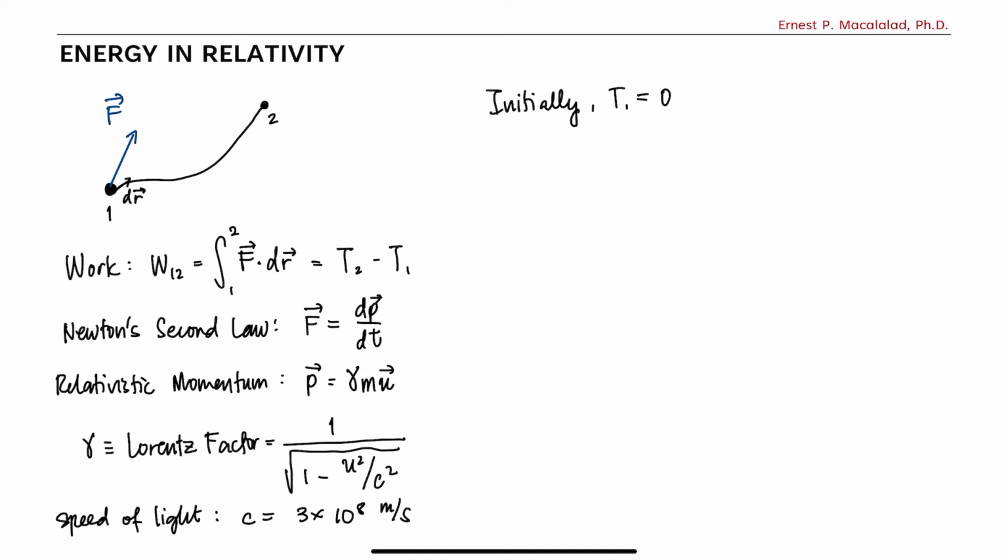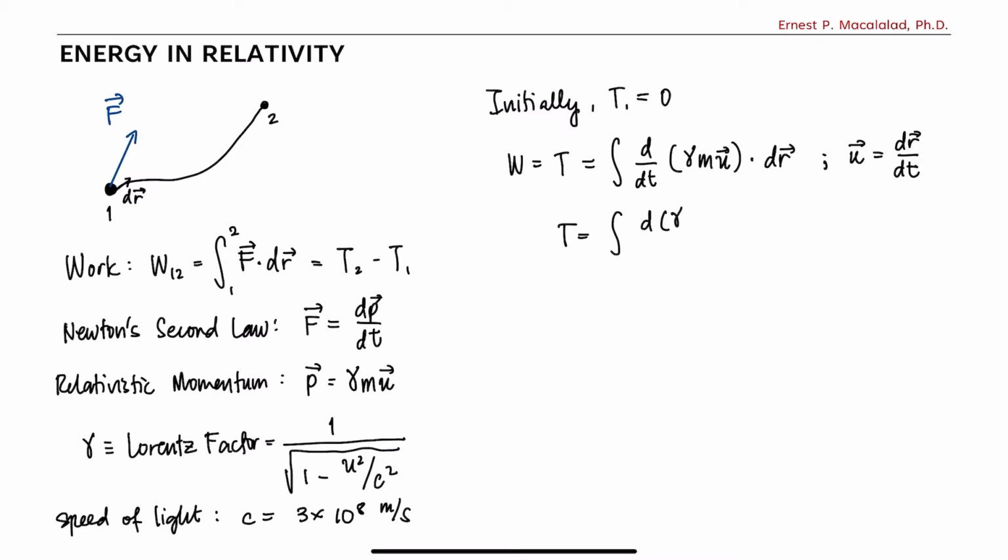Therefore, the work will be equal to the kinetic energy at a certain time t, and this is equal to the integral of the time derivative of gamma times m times u, dot dr. Since by definition u is the derivative of r with respect to time, we can rewrite this equation as T equals the integral of the derivative of gamma mu with respect to time dot u dt, or m times the integral of u d(gamma u) integrated from 0 to u.